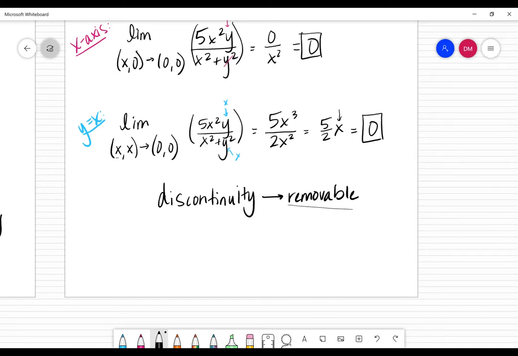And we can look in the book, there are some good illustrations of a removable versus non-removable discontinuity and what that would look like on our three-dimensional graphs.